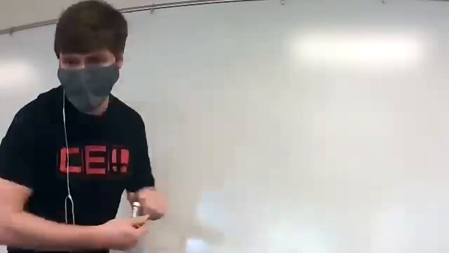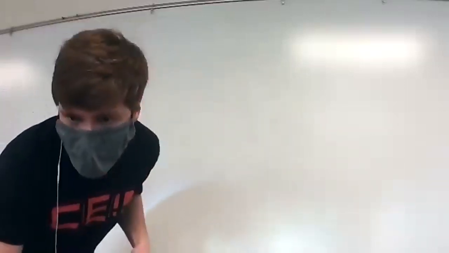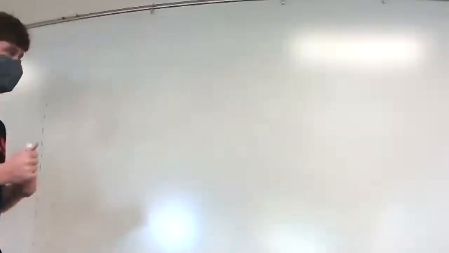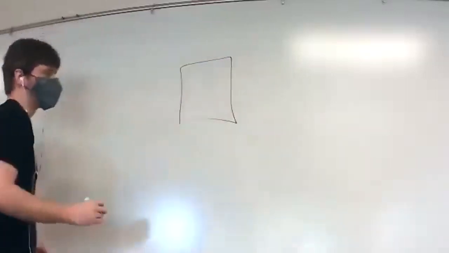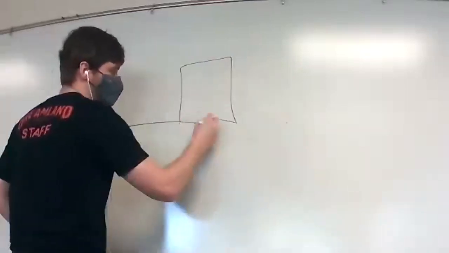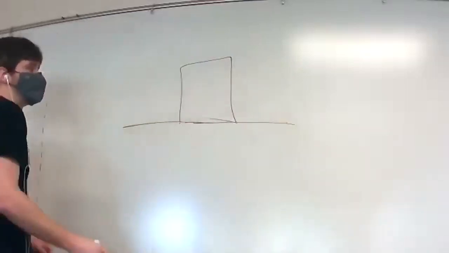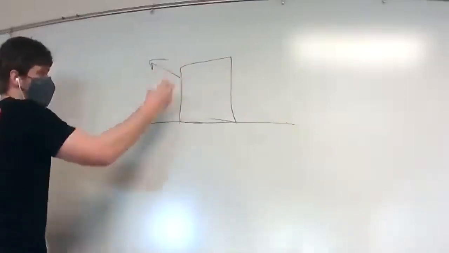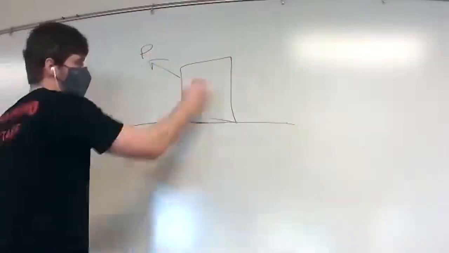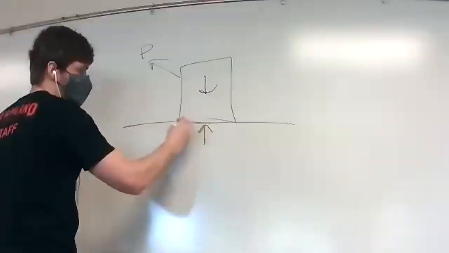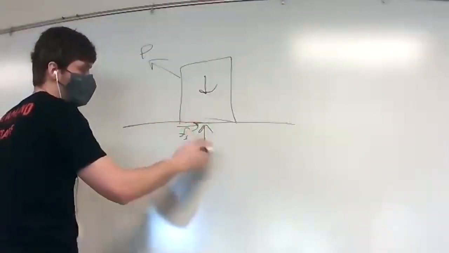So then we can do the general approach for friction. For friction, you're generally going to have an object, right, resting on the ground. And that object is going to have some kind of force that you're looking to solve for, P. And it's going to have a weight. It's going to have a normal force. It's going to have a friction.